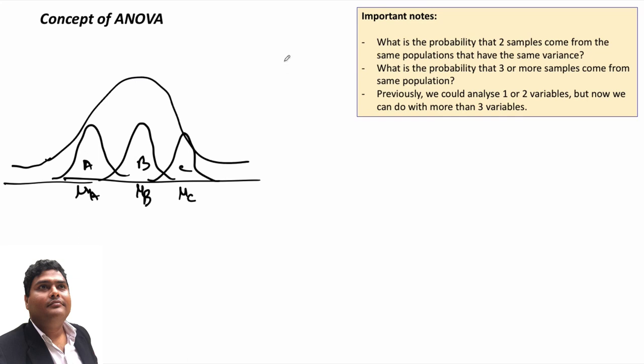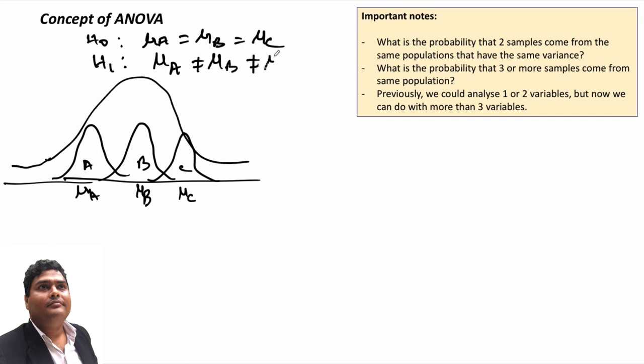Now in this case, if we create the null hypothesis, it will be mu A equals mu B equals mu C. Either all are equal, or as per the alternate hypothesis, they will be not equal. These are the two hypotheses we generally make for the analysis of variance.